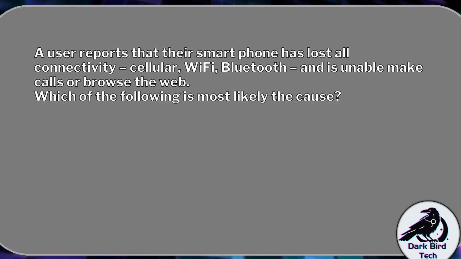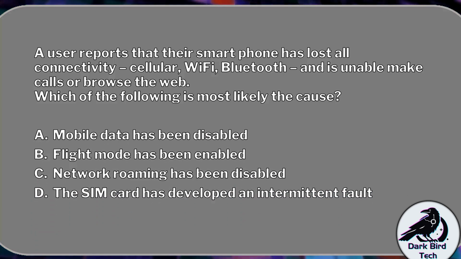We have a user reporting that their smartphone has lost all connectivity, cellular, Wi-Fi, Bluetooth, and is unable to make calls or browse the web. Wow, sounds like quite a big issue. Which of the following is most likely the cause? I'll give you a chance to think about what you want to see here. But our options are: mobile data has been disabled, flight mode has been enabled, network roaming has been disabled, or the SIM card has developed an intermittent fault.